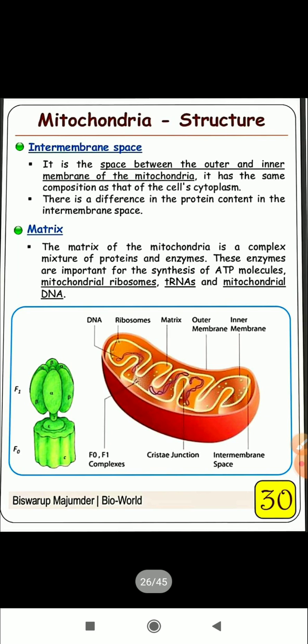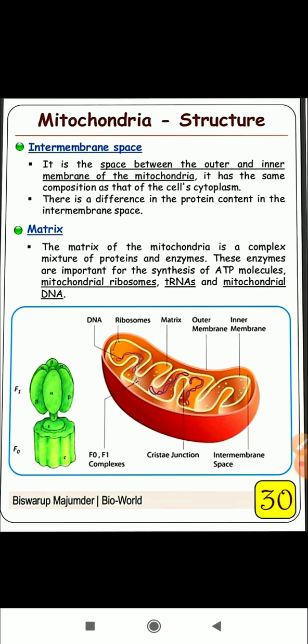Now, after the inner and the outer membrane, we have a space in between these two membranes that is termed as intermembranal space. It is a space between these two membranes that has the same composition as that of the cytoplasm. There is a difference between the protein content of the outer membrane, inner membrane, and this space.